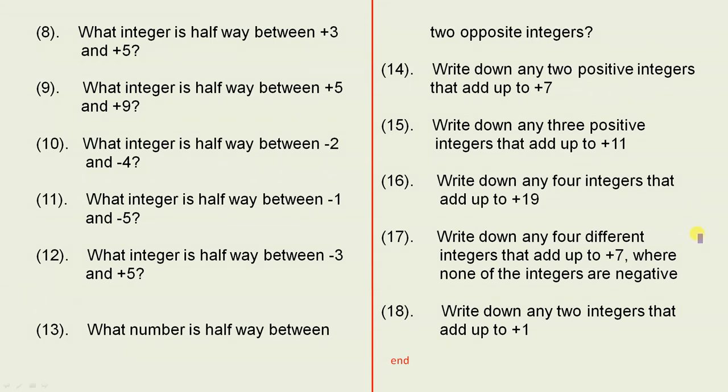Write down any 4 different integers that add up to +7, when none of the integers are negative. Write down any 2 integers that add up to +1. This one's a bit tricky, but if you think about it, you should be able to answer it.